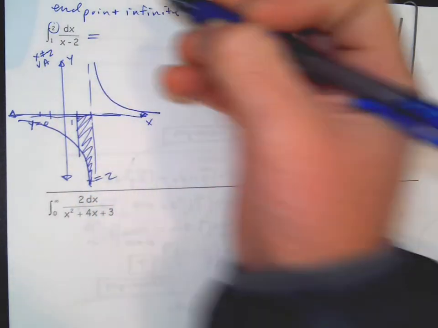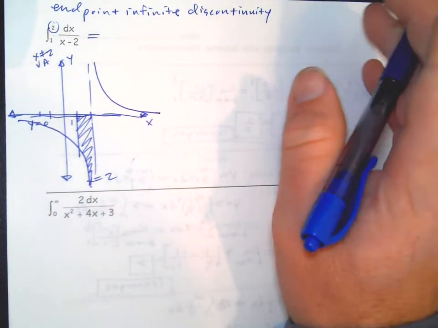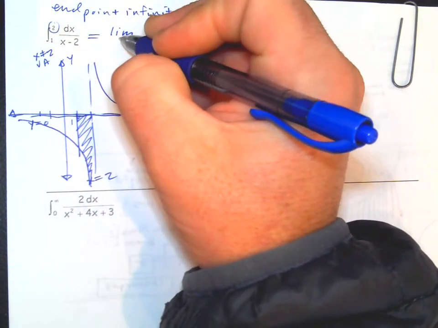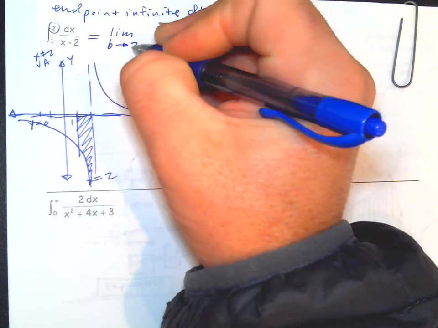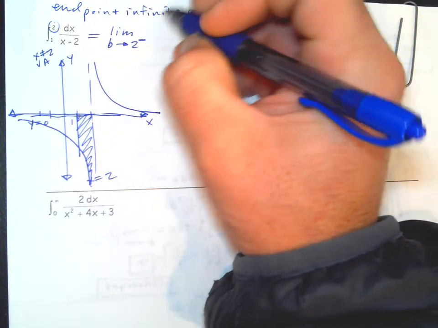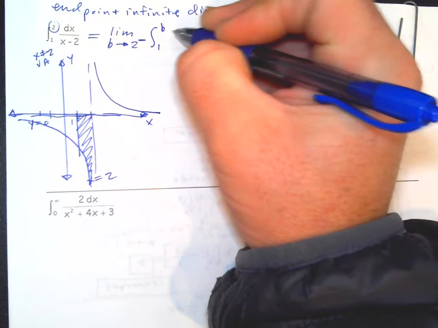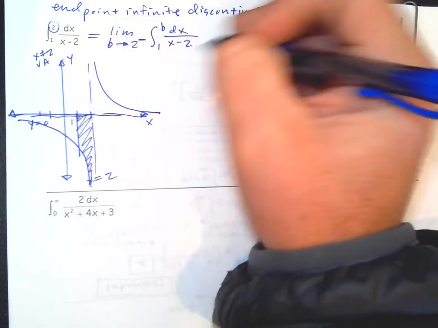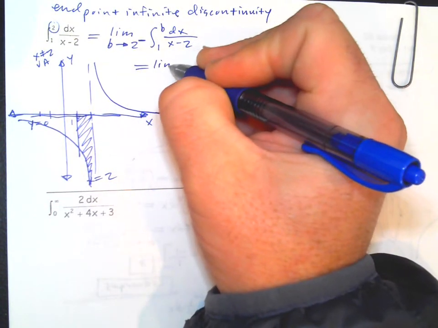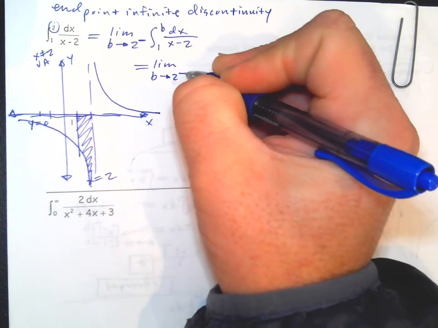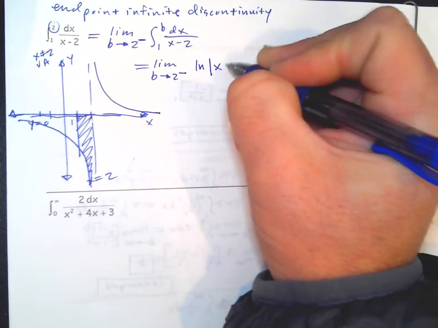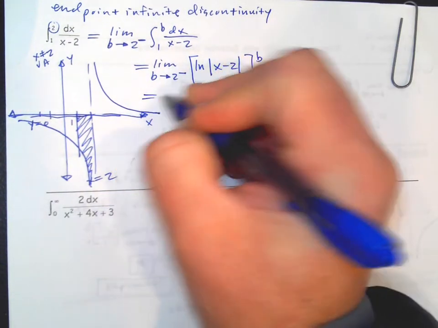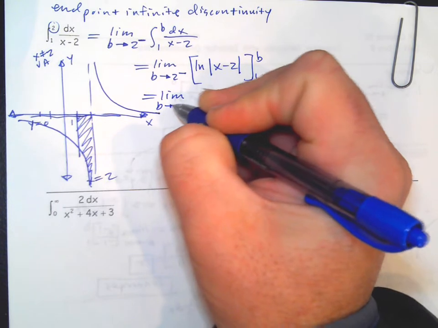And this one, we don't have to split it up. That's a nice thing here. We don't split it up. We do need to approach the vertical asymptote with a limit. So we take the limit as b approaches 2 from the left-hand side, superscript negative, of the integral from 1 to b of dx over x minus 2. This is the way you've got to write it. Then we're going to integrate. This is going to be the natural log of the absolute value of x minus 2. And then we can plug the upper and lower limits in.